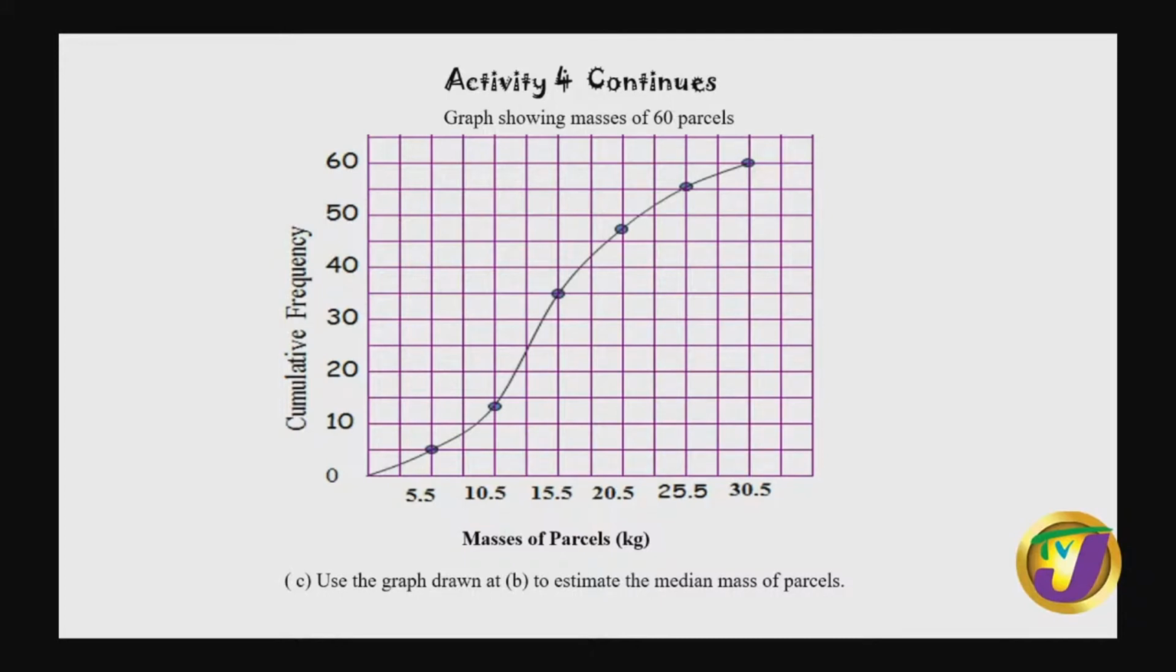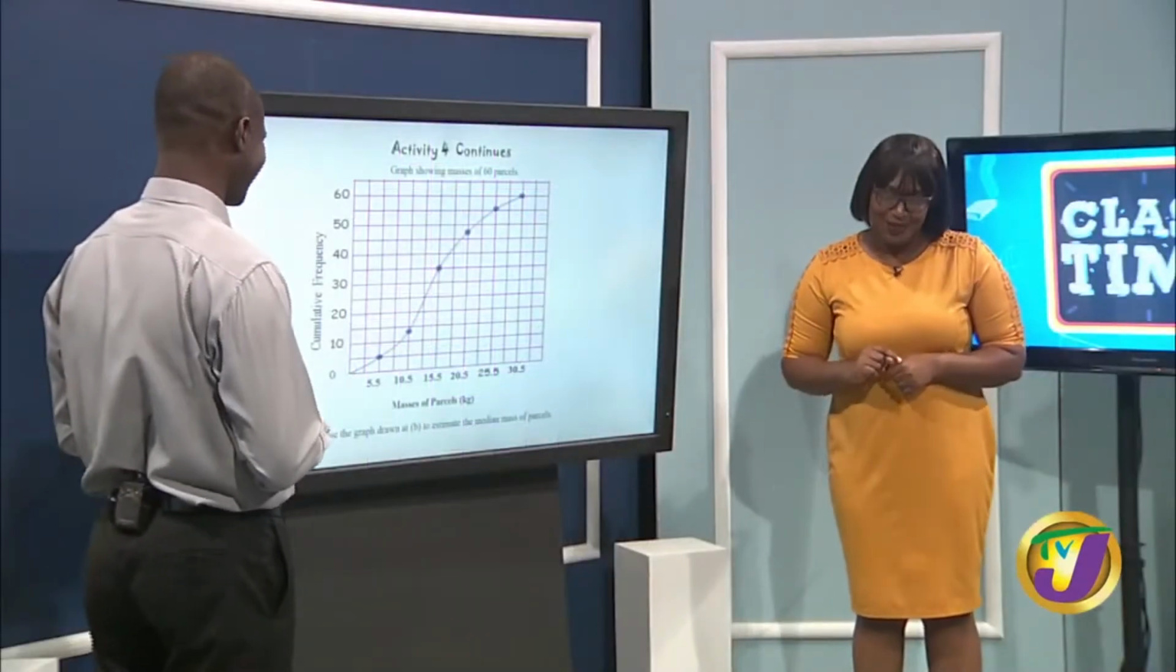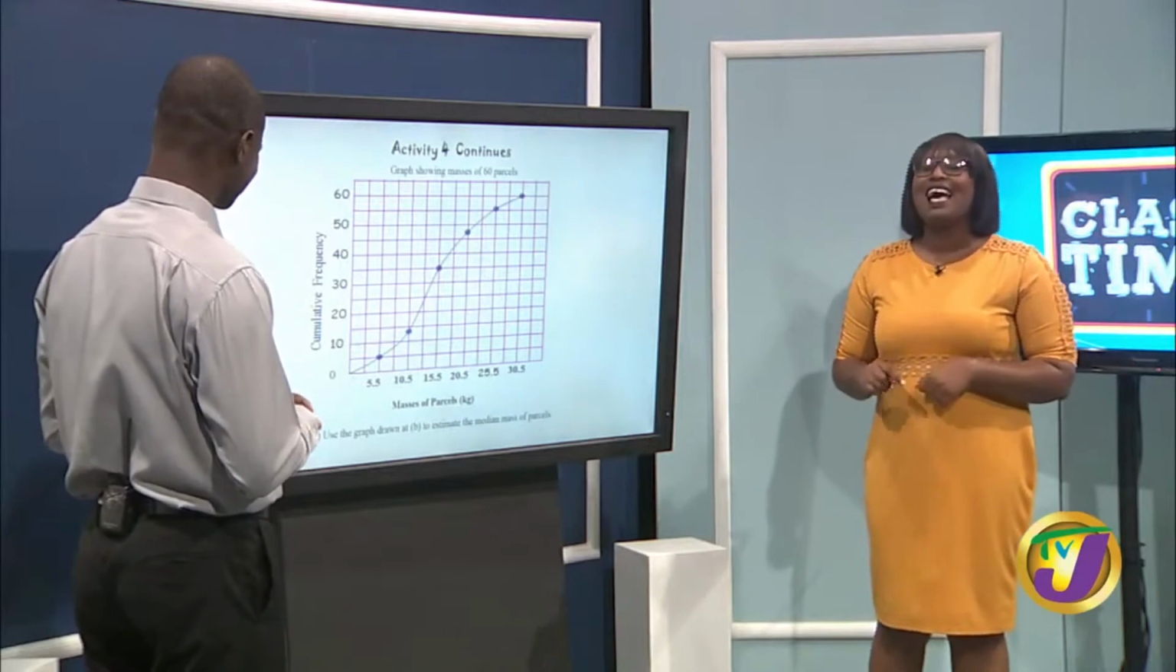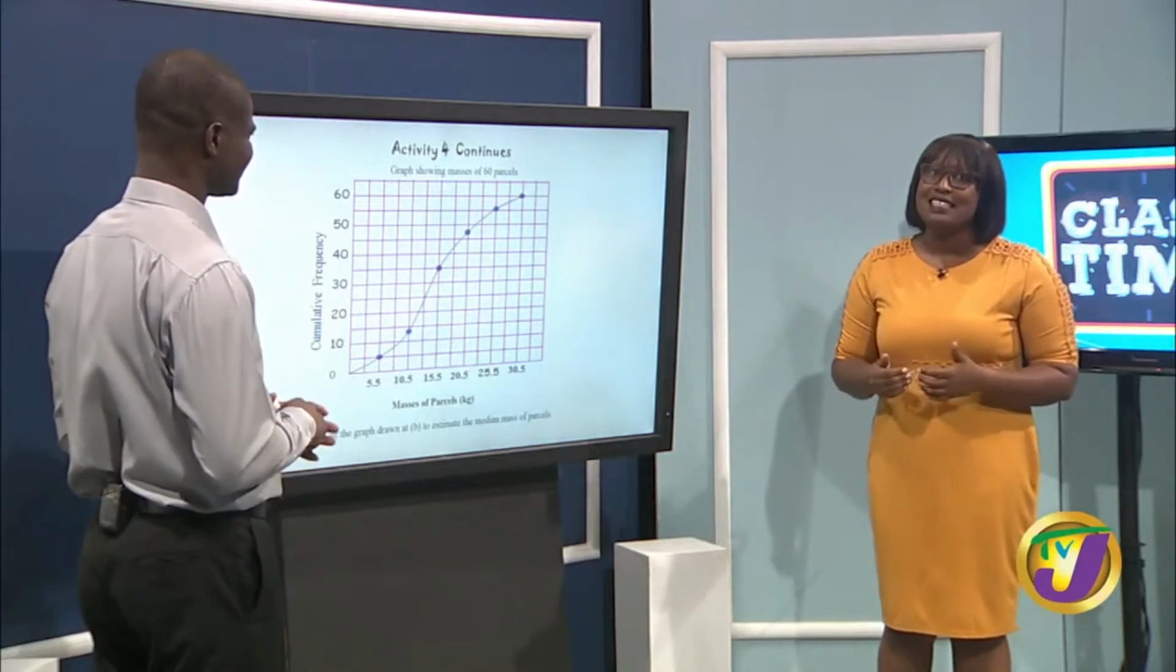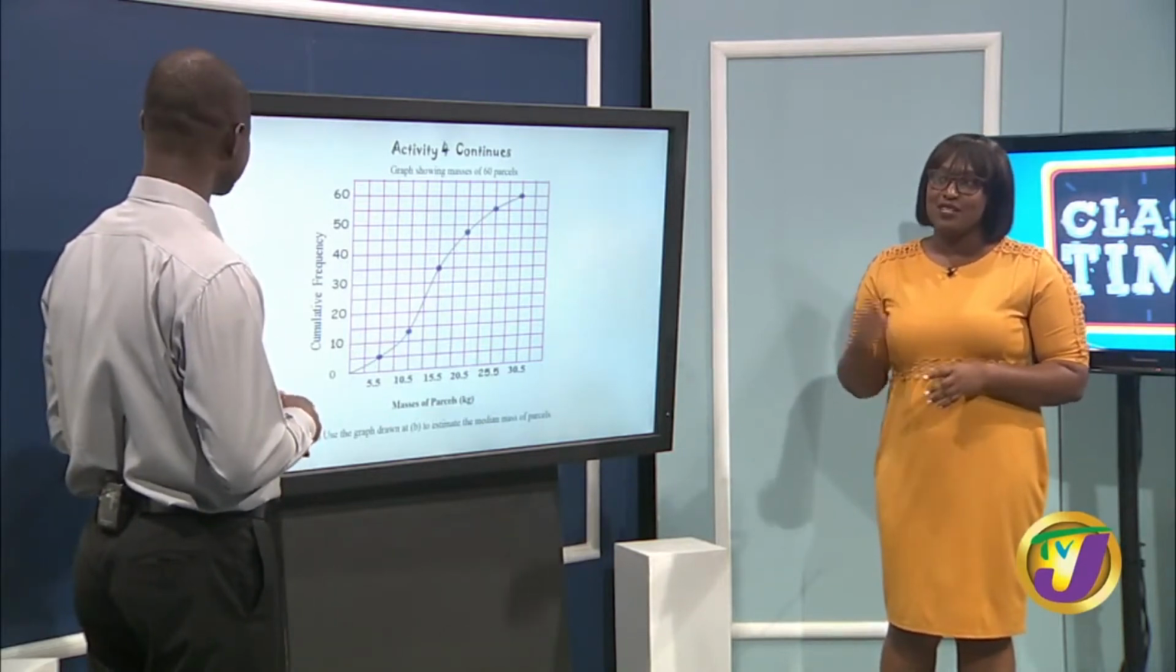At times you have to turn the graph paper at different angles to get those curves to the level that you want. But it must take on this general pattern. So here we have our graph, and the last question says that we're using this graph to estimate the median mass of parcels. I have a question for you, Mr. Price. I know that I collected 60 parcels at the post office.